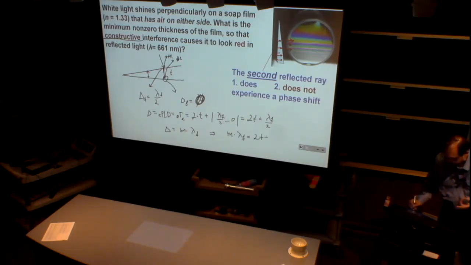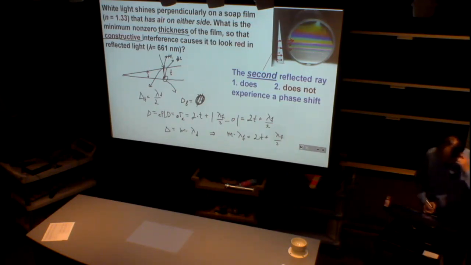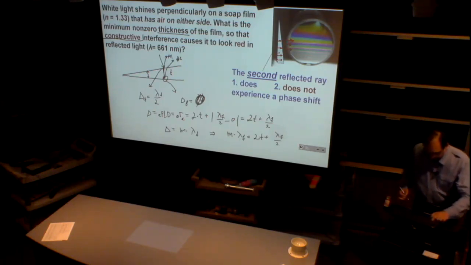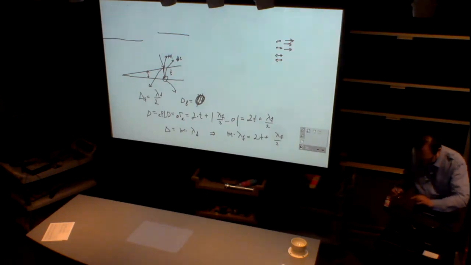So this is the equation we need to solve now. It should be equal to this plus this. What are we solving for? Thickness, T. M times this equals this plus this. Because we are solving for T, we have to solve it for T. M times this minus this, divided by 2.